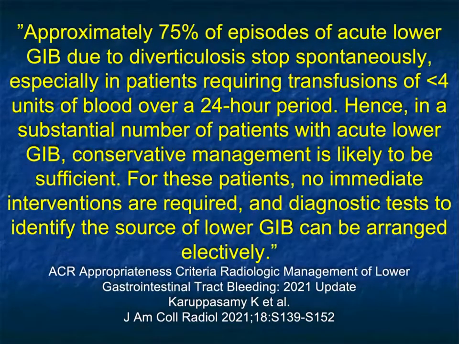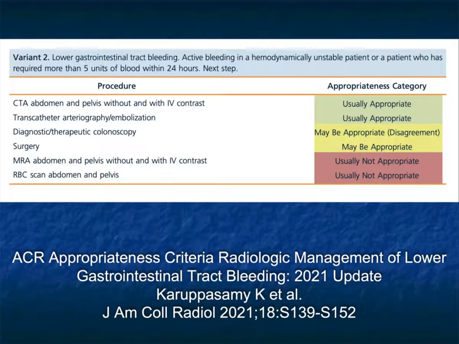Again, when you look at this criteria, it does make the point that CTA is the study to do. If patients do stop bleeding, which is very common, maybe 75% of the time, then the patients can simply be watched and no intervention would be necessary. In the criteria, here's one: lower GI bleeding, active bleeding in a hemodynamically unstable patient, or a patient who has required more than 5 units of blood. CTA is usually appropriate, transcatheter is usually appropriate.